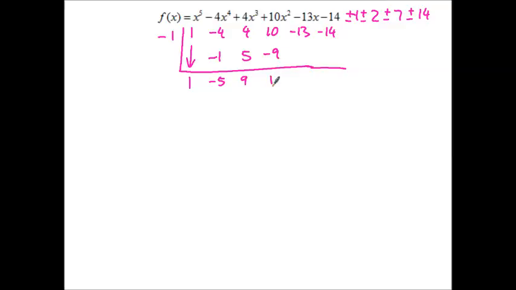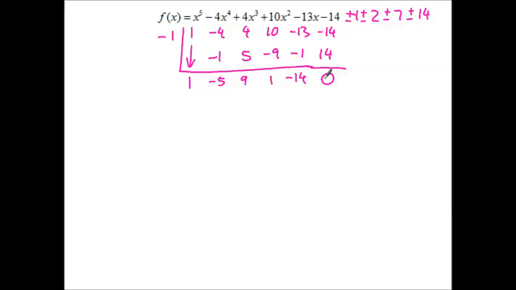10 plus negative 9 is 1. Negative 1 times 1 is negative 1. Negative 13 plus negative 1 is negative 14. Negative 1 times negative 14 is positive 14. Negative 14 plus 14 is 0.